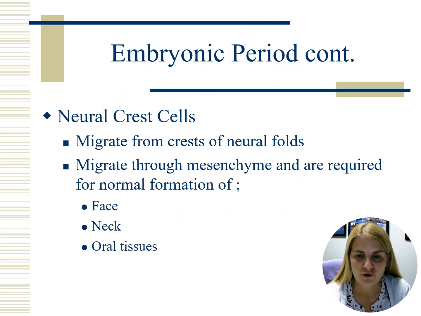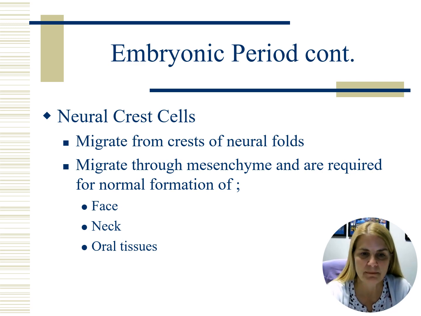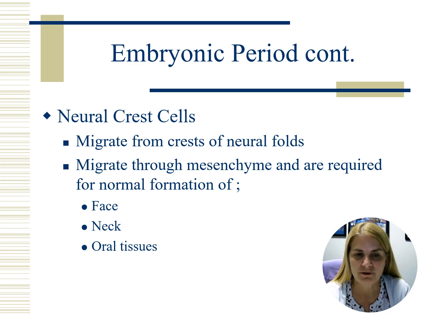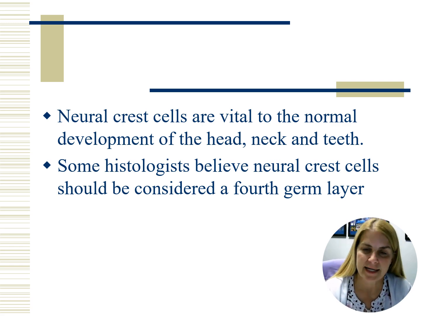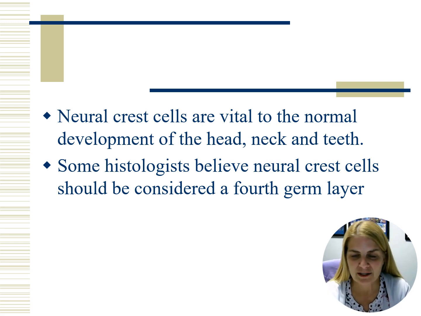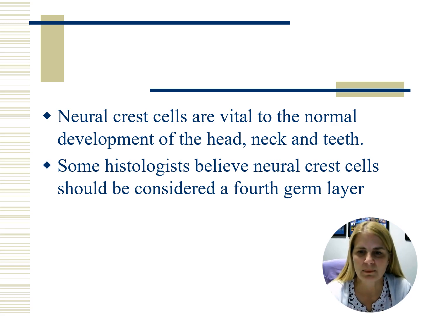As I mentioned before, neural crest cells, which histologists consider the 4th embryonic cell layer, migrate from the crest of neural folds. They migrate through mesenchyme and are required for the formation of most oral and dental tissues, except for enamel and certain types of cementum. So for normal formation of the face, neck, and oral tissues, we need neural crest cells. Again, neural crest cells are vital to the normal development of the head, neck, and teeth, except for enamel and certain types of cementum, and some histologists believe that this should be considered a 4th germ layer. That's why there was a star on that table that we saw before.